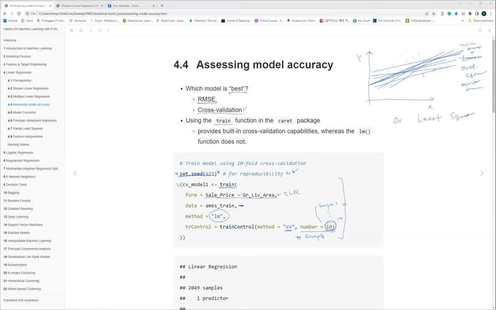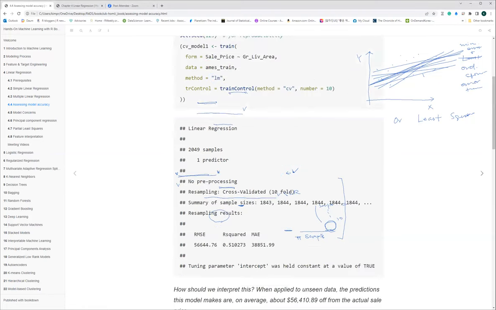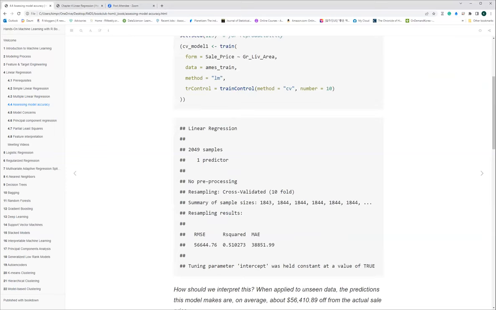And then at the bottom here is the result, right? As you see here, we have a cross validated tenfold, which means the K sampling is a tenfold sampling process. And then our sample size is almost constant, except for the first one, pretty much the same regardless of the sampling size. And then our sampling result is this squared error term, 56,644.76. And then R squared is 0.51.